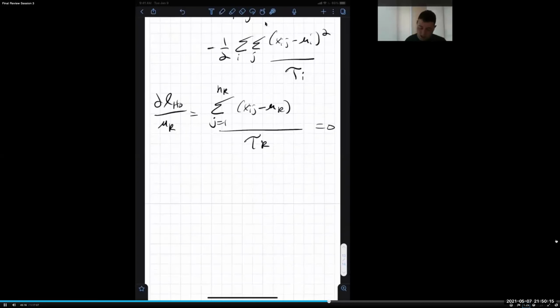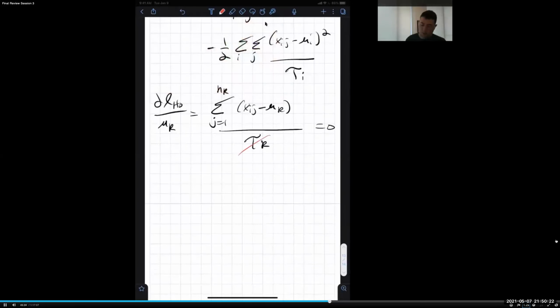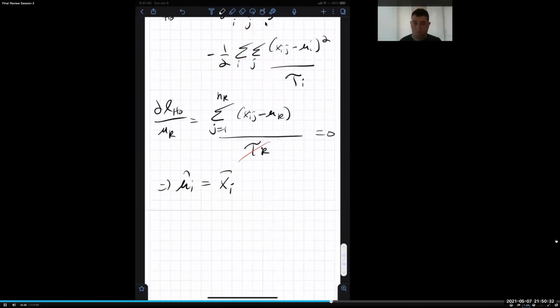But this tau k has no dependence on any sum here, we can just get rid of it. This tau k is going to cancel with the 0 here, so we can get rid of that. And then again, we're going to get that mu hat i is just equal to x bar i, the same as before. So there's no change here. Are there any questions about that?